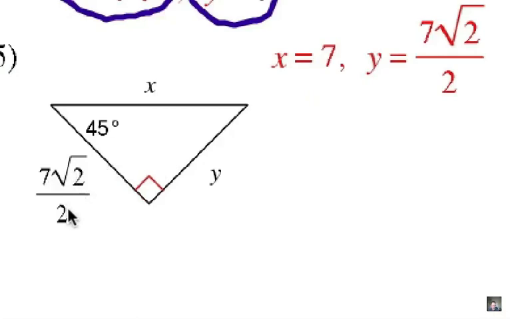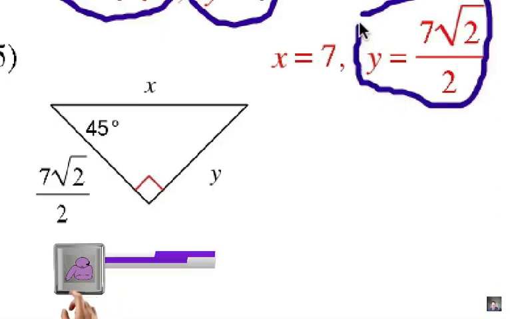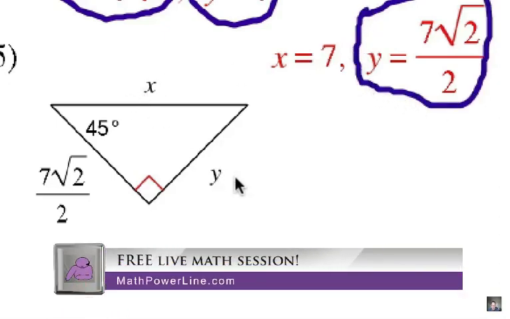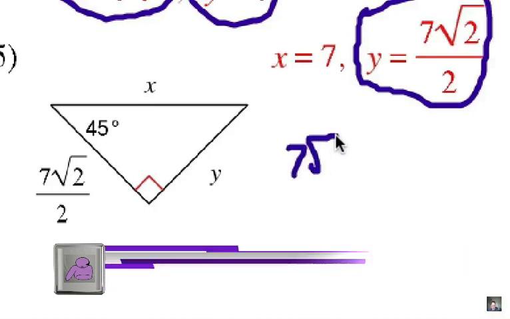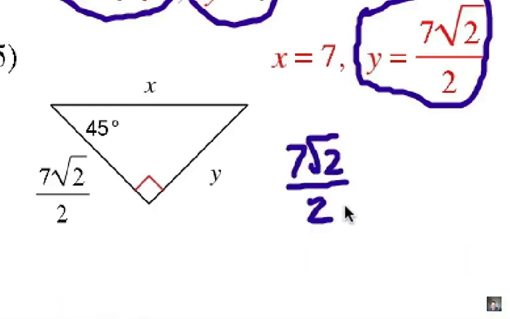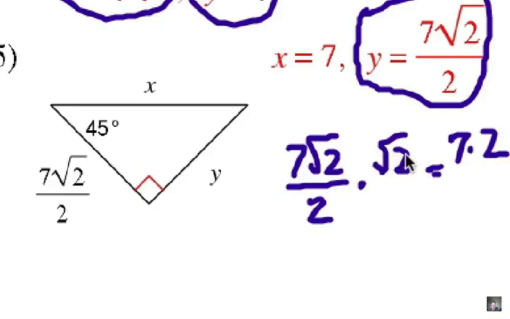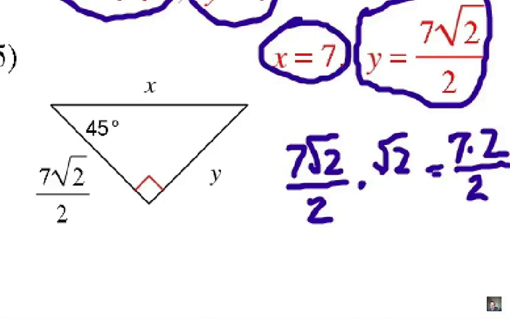If the leg here is 7 radical 2 over 2, then the other leg, y, has to be the same. Okay, that's pretty simple. Now the hypotenuse is radical 2 times longer, so we have the leg, 7 radical 2 over 2, times radical 2, okay, which is 7 times 2, because radical 2 times radical 2 is radical 4, which simplifies to 2. And we have a 2 on the bottom, of course, which cancels out. So that's why our hypotenuse is just simply 7. Okay, it looks a little more complicated than it is.